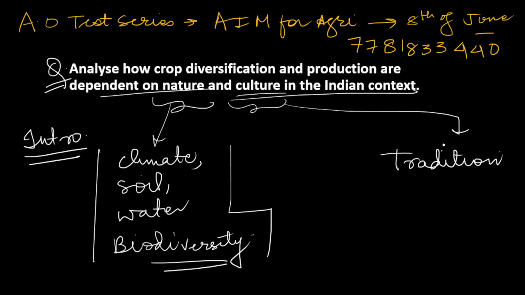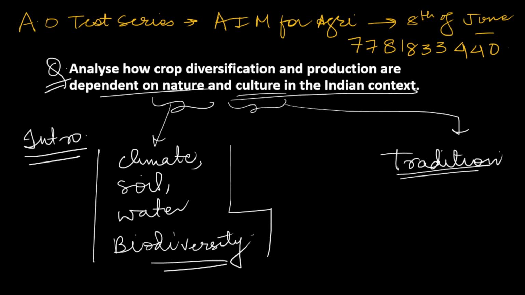And if you move to other parts, there are certain other traditions. Suppose a certain community is permitting cultivation of certain crops, but a certain community is not permitting it. Suppose let it be tobacco. The cultivation of tobacco is not permitted, or you will not see cultivation of tobacco by Sikh people, because they do not promote it by any means, because tobacco is not good for our health. So this is how tradition can affect crop diversification and production.